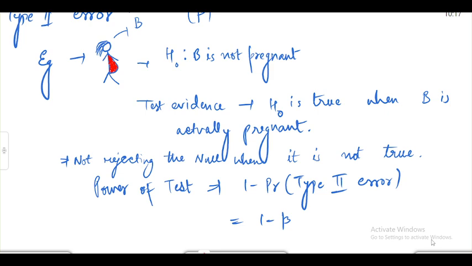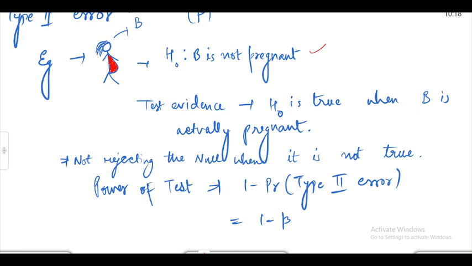Okay, so you create a null hypothesis, H naught, which says B is not pregnant. Based on the test evidence, or based on the sample that you have, whatever test that you choose, you come to the conclusion that H naught is true, which concludes that B is not pregnant, but in reality she is pregnant. So you are not rejecting the null hypothesis when it is not true. This null hypothesis, which is saying that B is not pregnant, is not true.